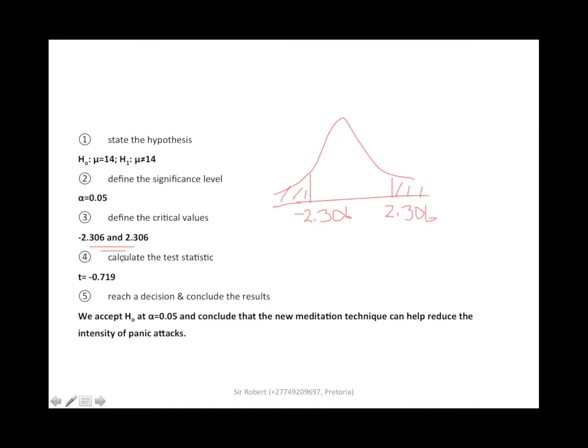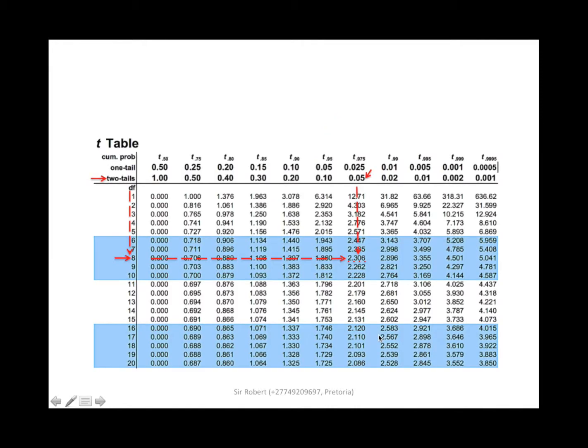So calculate the t-test statistic. We've already done this and you got this one. So your test statistic is less than the critical value. Maybe your 0 is here, so your minus 0.719 is here. So we accept H0 at alpha and conclude that the new meditation technique can help reduce the intensity of panic attacks. So let's recap.